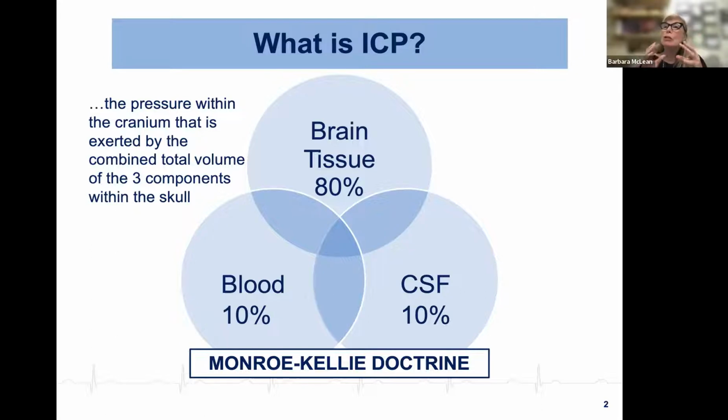So brain tissue is comprised of the things we normally think of with brain tissue, and that would be white matter and gray matter, but it also combines in there free water and free blood. 80% occupation by that brain tissue and everything that's incorporated there. 10% occupation by blood, and that is the blood inside of vessels. So both arterial and venous blood. And then 10% occupation by cerebral spinal fluid.